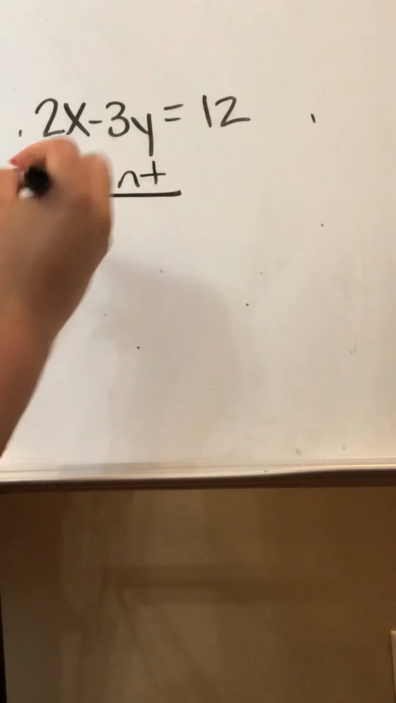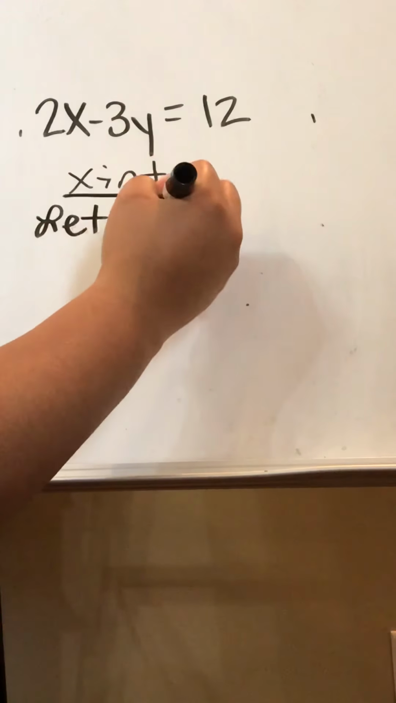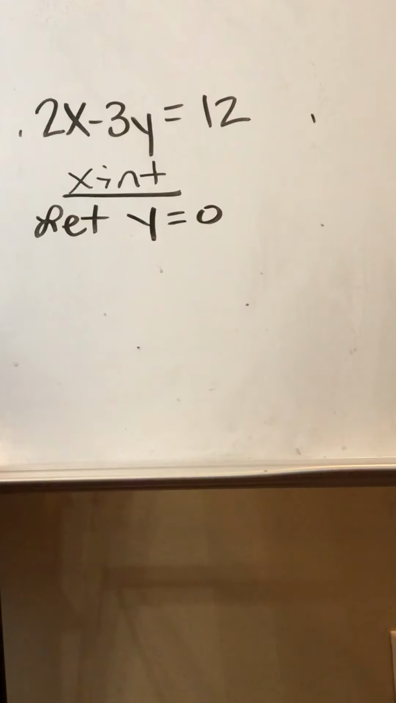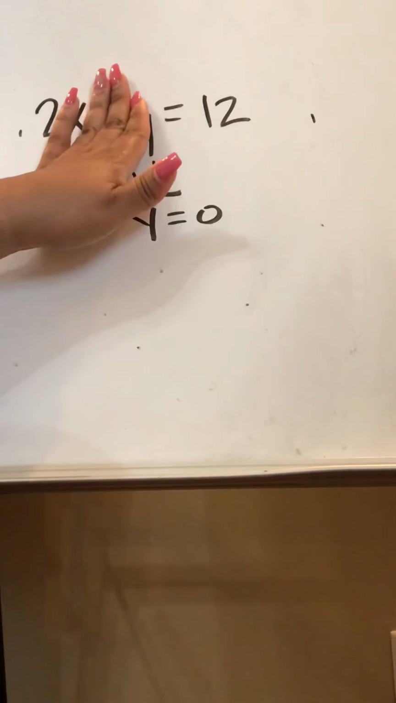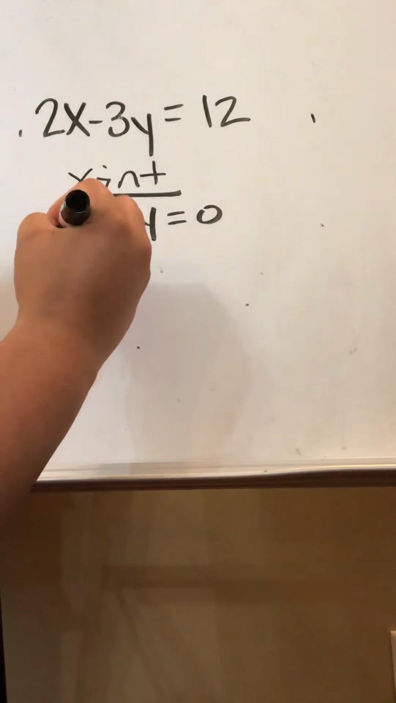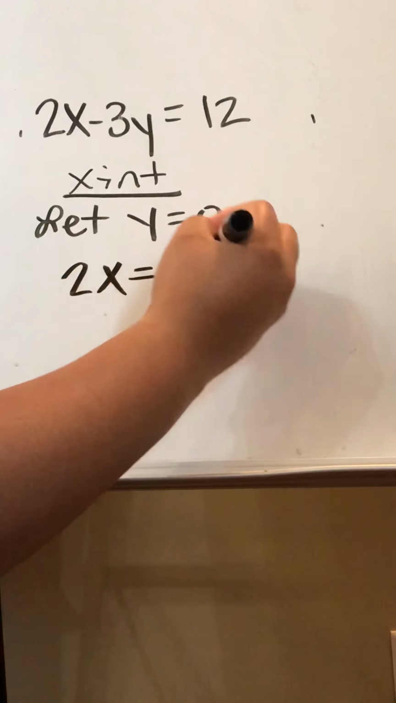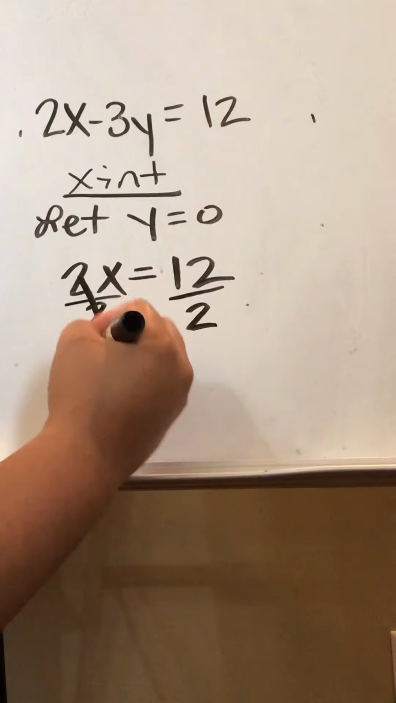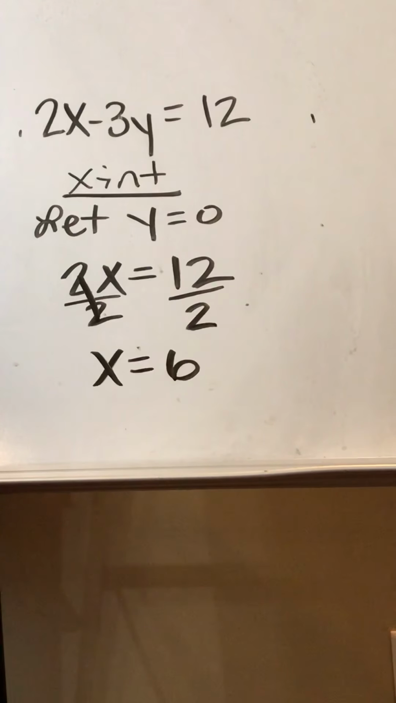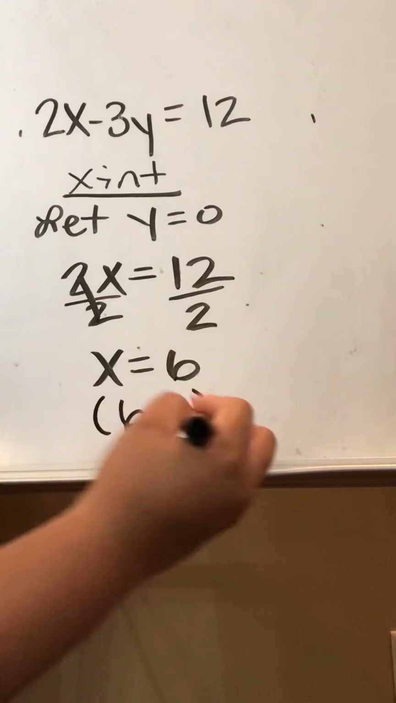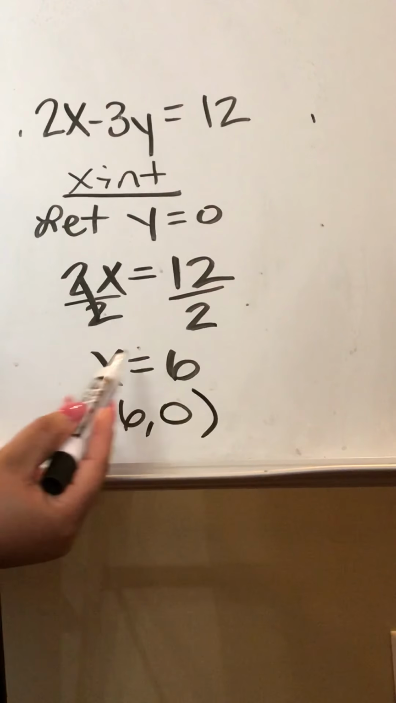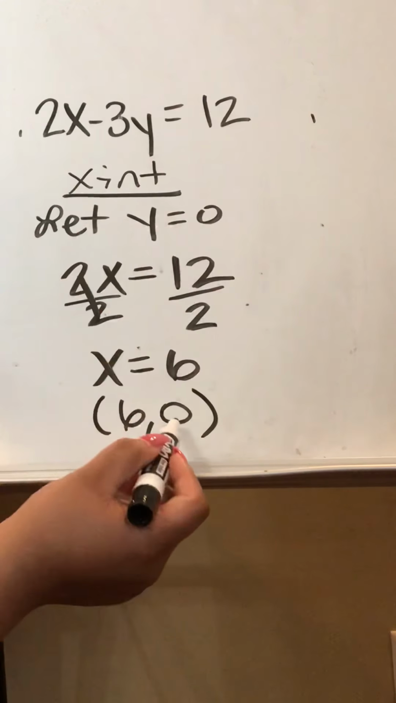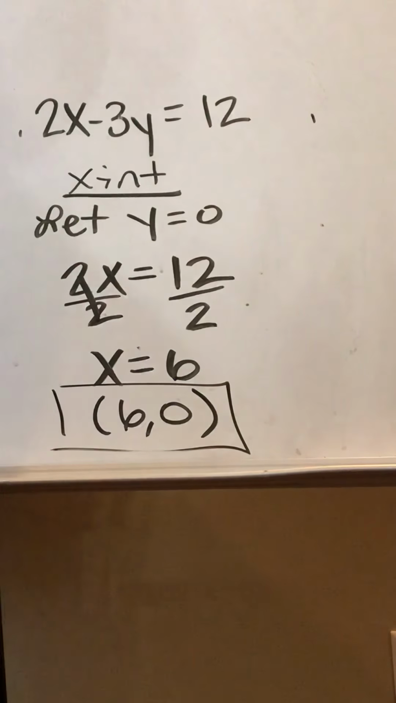if I'm looking for x, you simply let y be 0. So if I let y be 0, then it's gone, okay? You're only going to have 2x equals 12. So if you divide by 2, then x equals 6. So that means the point that is crossing the x-axis is going to be at 6, 0. You let your x be 6 and you let your y be the 0. So that would be considered your x-intercept.